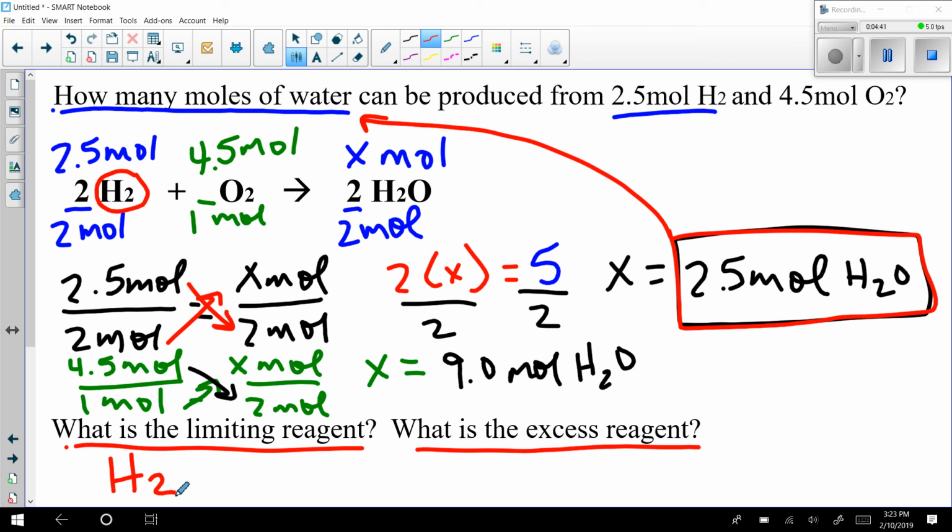So if H2 is our limiting reactant, then that makes the other reactant involved our excess reactant. So in this case, the O2 would be our excess. So when this reaction has gone to completion, we will end up with 2.5 moles of H2O and some excess O2 left over that was not consumed in the reaction. And that is our level 1 or mole-to-mole limiting reagent problem.